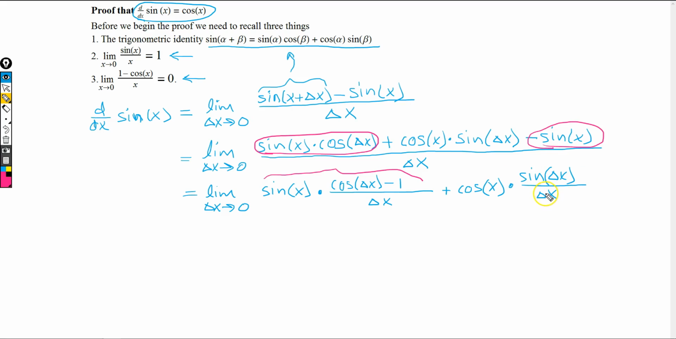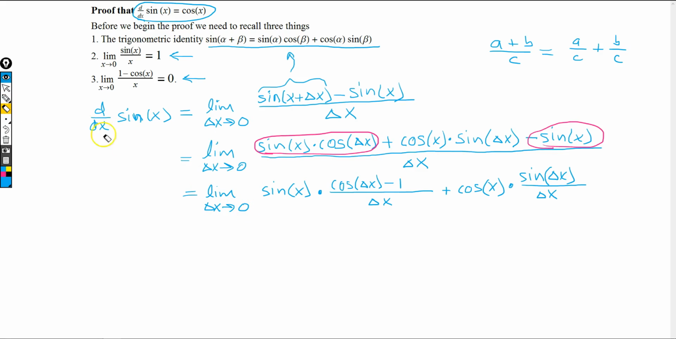That's all we did. And we also split the fraction apart, right? Using the fact that a plus b over c equals a over c plus b over c. So we split it apart like that at the same time, where the c is our delta x.